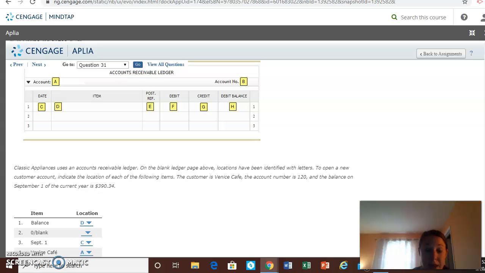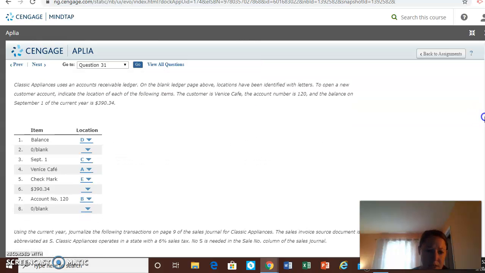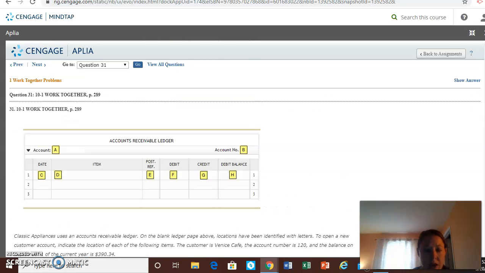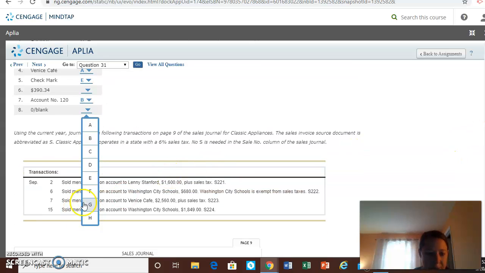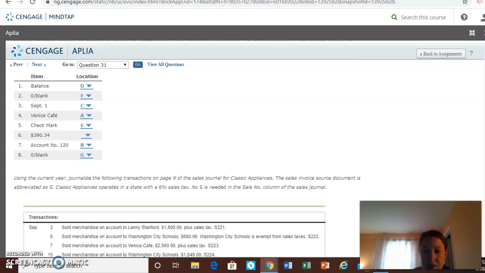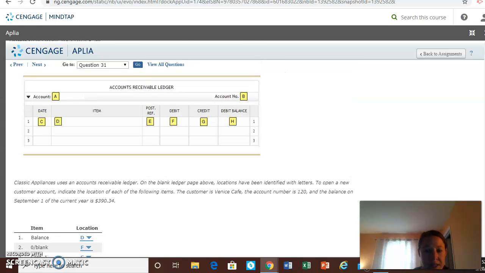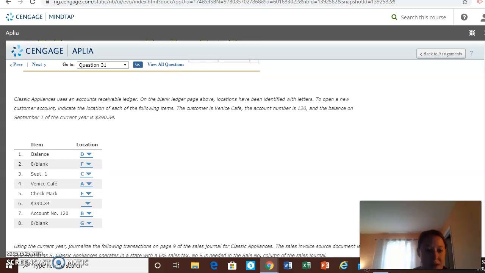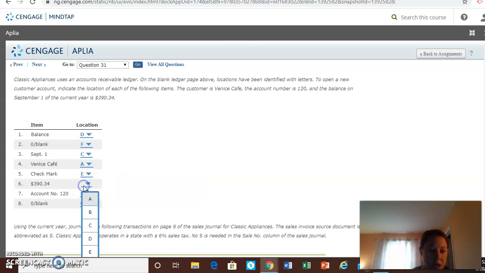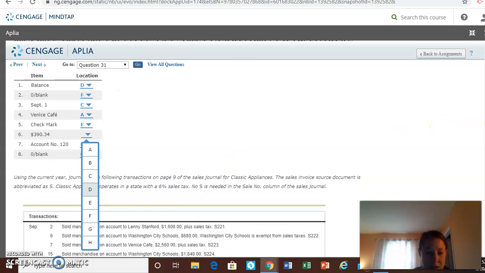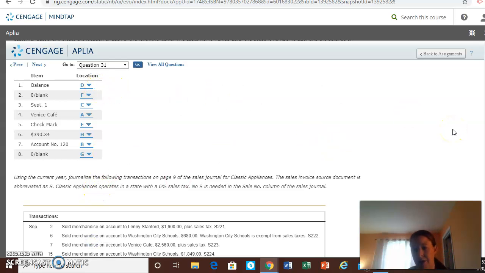Next, in the debit and credit column, it's just going to be 0 and blank. So F and G. Here, 2 is going to be F, and this one here is going to be G. And then lastly, we have our debit balance H, and it told us that the current year is $390.34. So here we are going to put H. So 1 through 8 are listed here if you did that correctly.